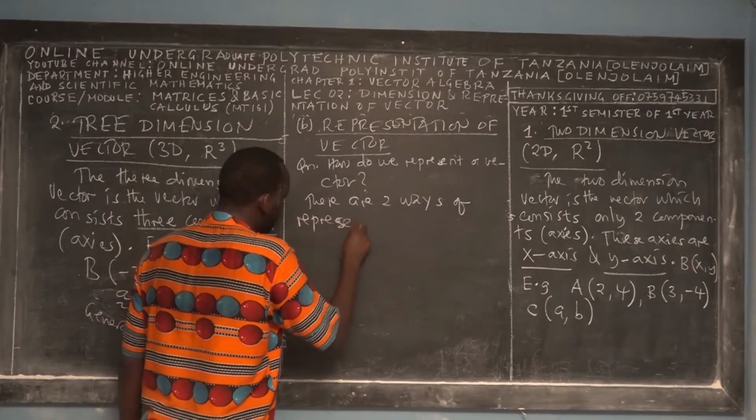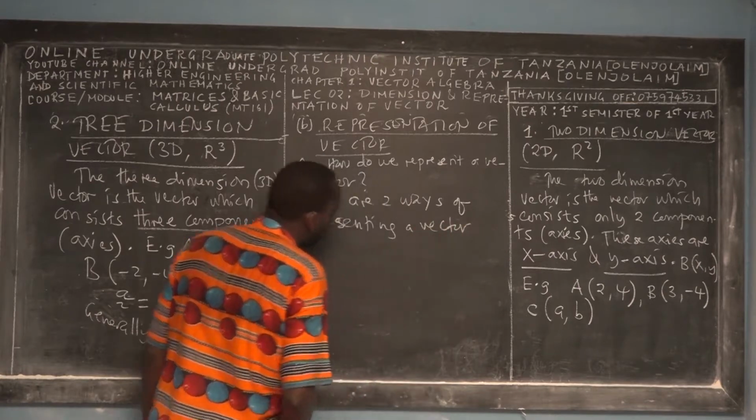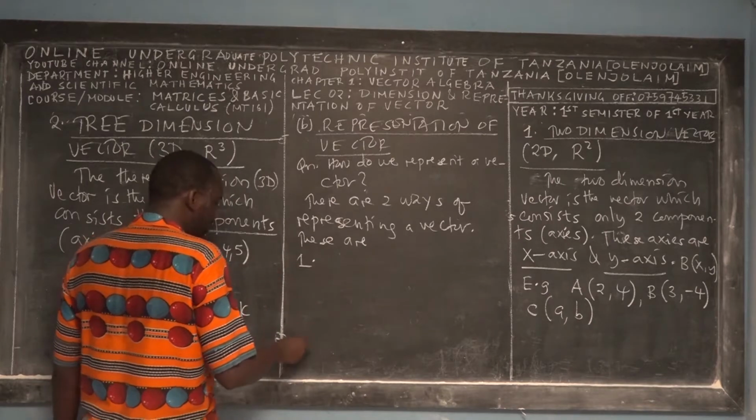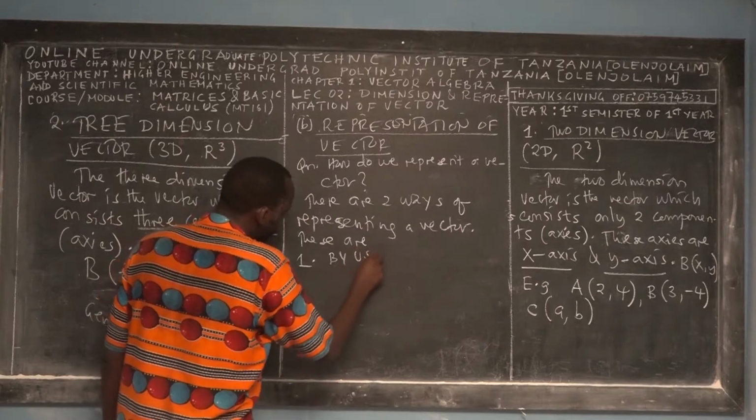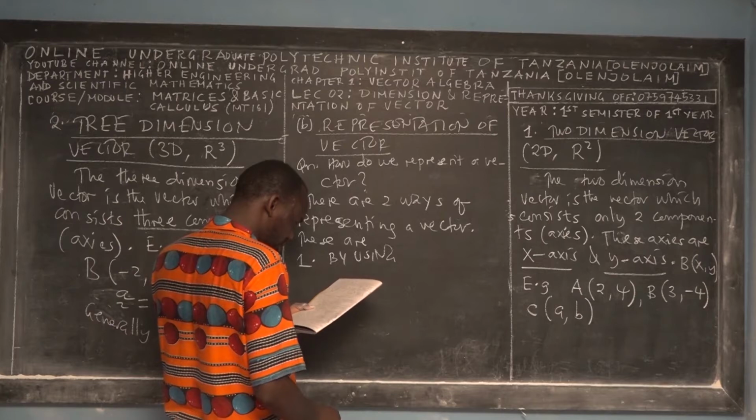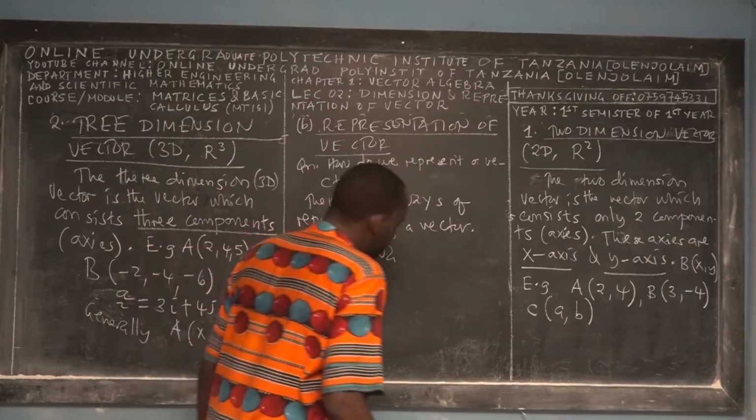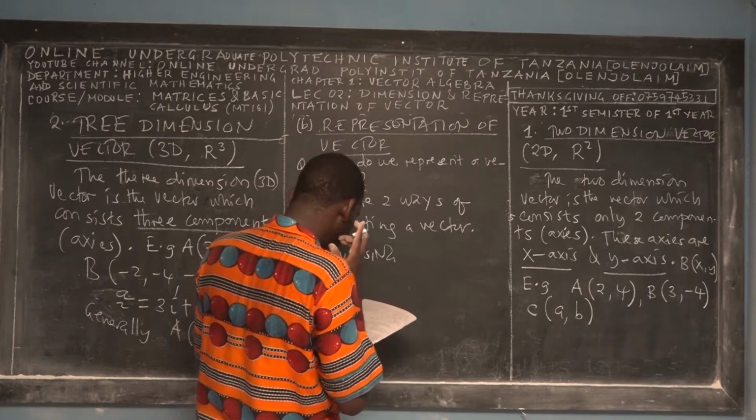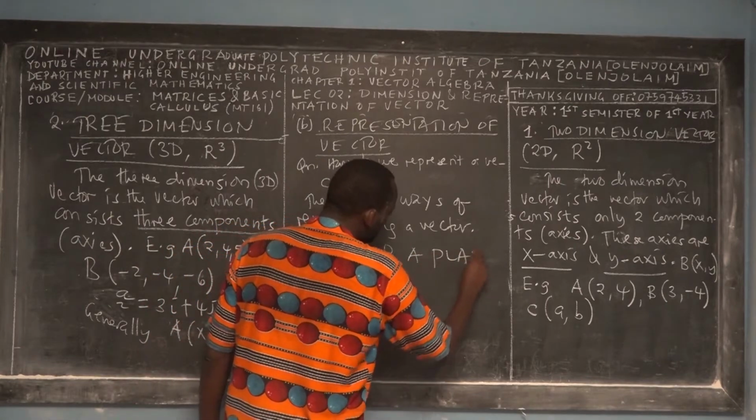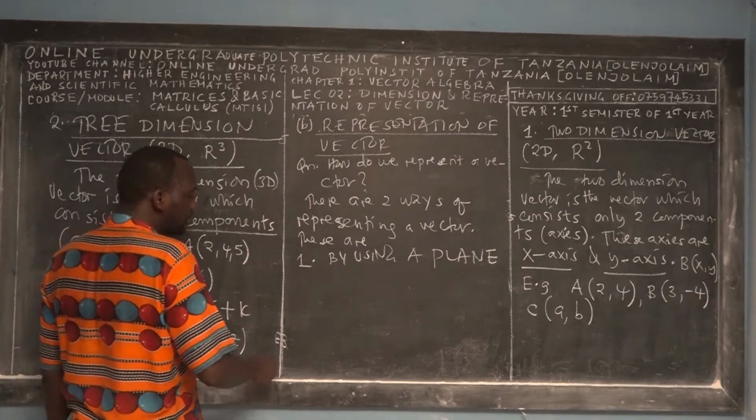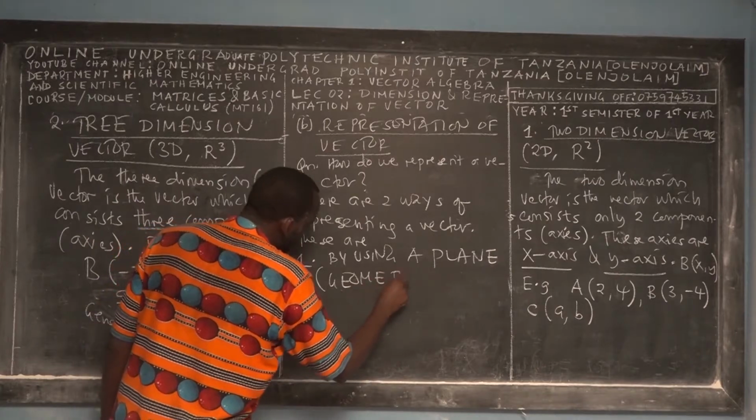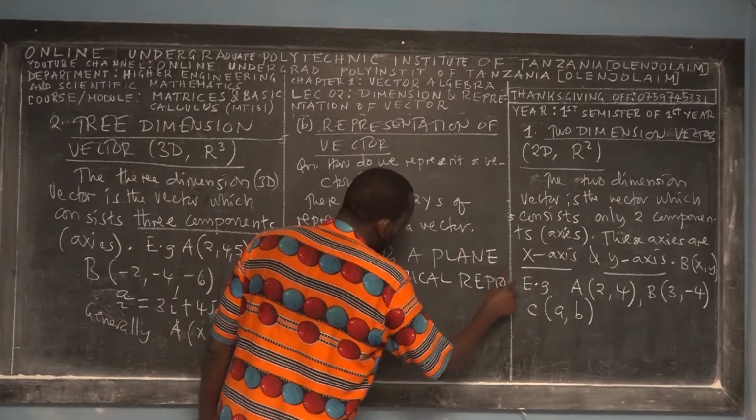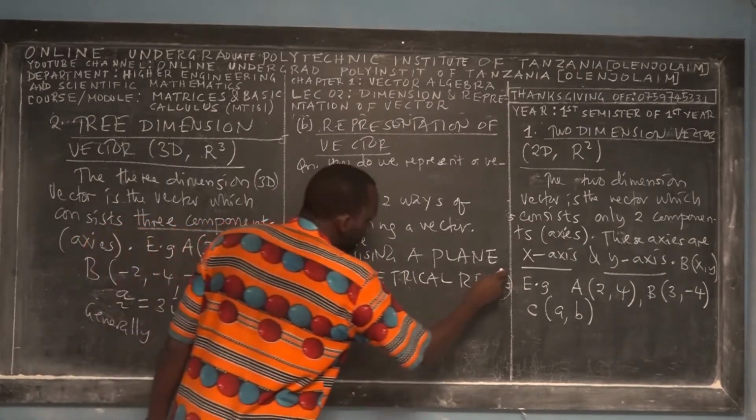Okay, so there are two ways of representing a vector. The first one, we can represent a vector by using a plane. When we say a plane, it means the XY or XYZ plane. Some of the books call this geometrical representation. So, geometrical representation of a vector.